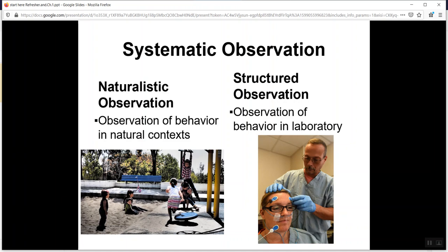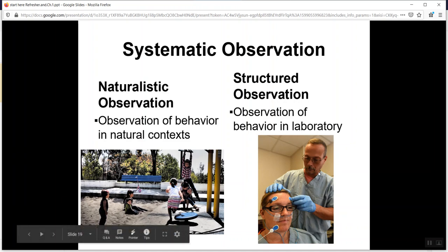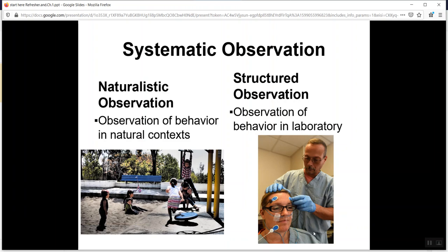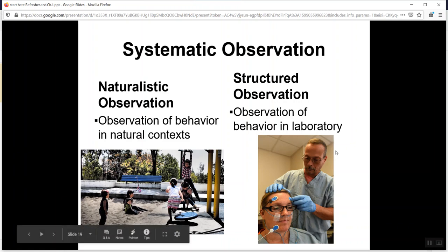A structured observation would occur in a laboratory or in something like an observational classroom, which might be a classroom with a double pane window that looks like a mirror on one side for the subjects, and the observers can see and observe without interfering with what's going on in the classroom or laboratory.